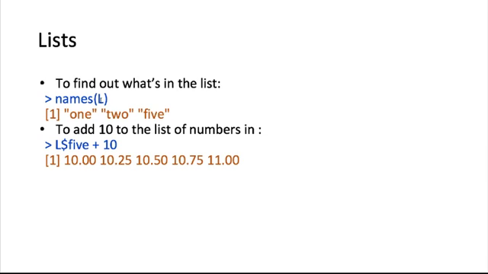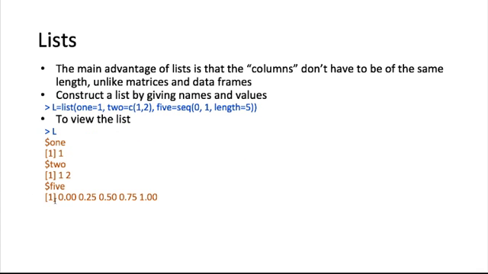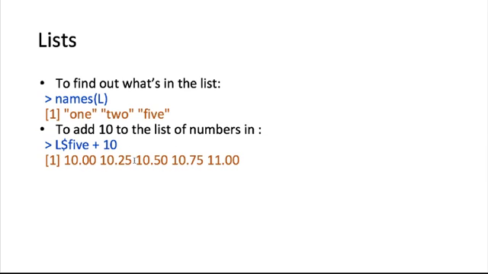To find out what's in the list, you can type in names(L), and then it'll tell us what's in the list, or L and then the $ sign. If we wanted to add values to a particular vector that we created within this list called 5, we've added the value 10 to each of the values, so we can modify elements that exist in the list.